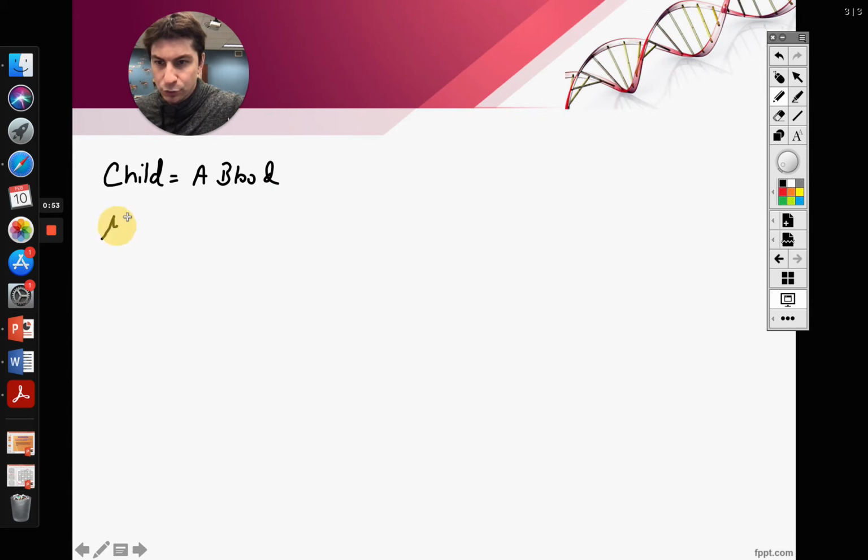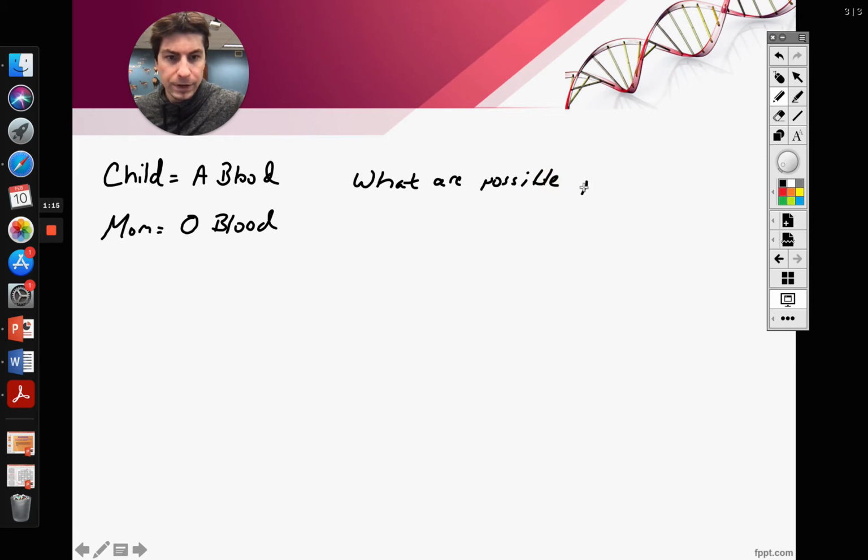Let's say this child's mom has O blood. And I can word this two different ways. We could say what are the genotypes or what are the phenotypes. Genotypes make it harder, so we'll start with phenotypes. What are possible phenotypes of the father?